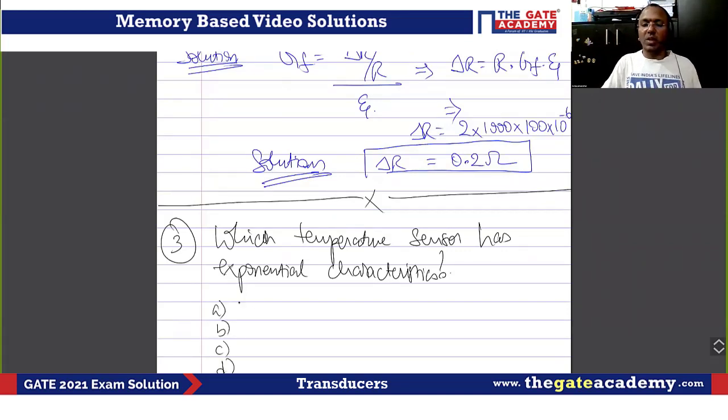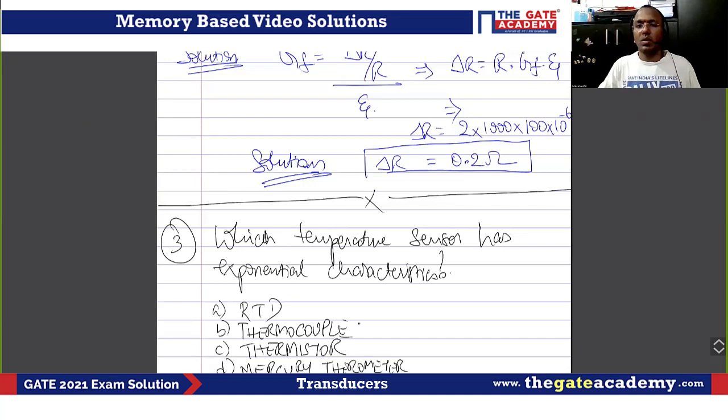Let me see if anybody is having any guesses in your mind. By this time answer should already be there in your mind. Let's see. RTD, clearly we know. Let us discuss the solution here. RTD is very straightforward. What is RTD? R is equal to R naught into 1 plus alpha delta T. Correct. This is a linear characteristics.